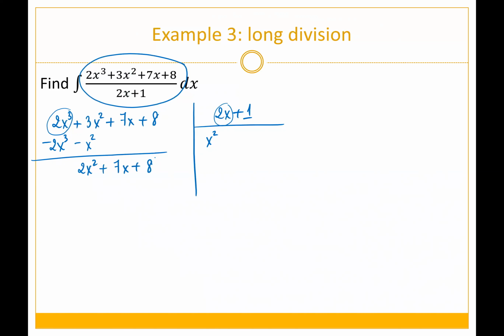Now, this is one of the steps, and you're going to continue doing it until whatever value you have here is smaller than 2x. So if you have a number here that's already smaller than 2x, then you stop.